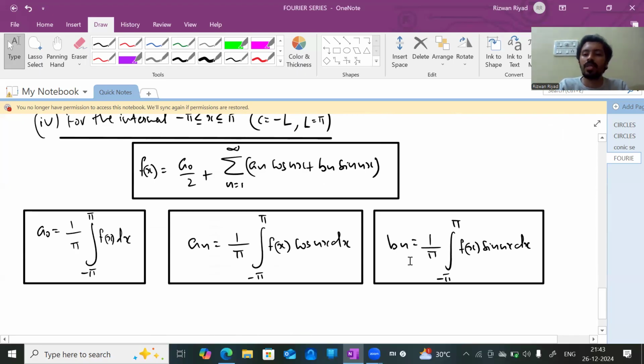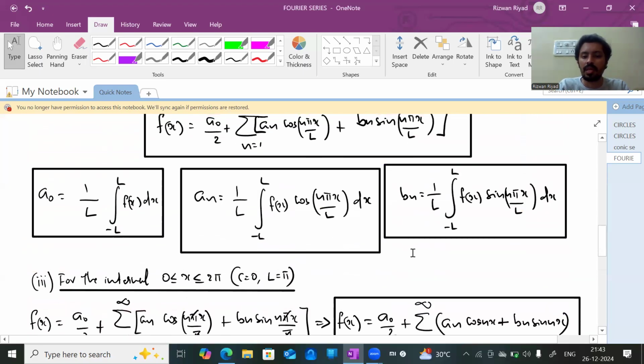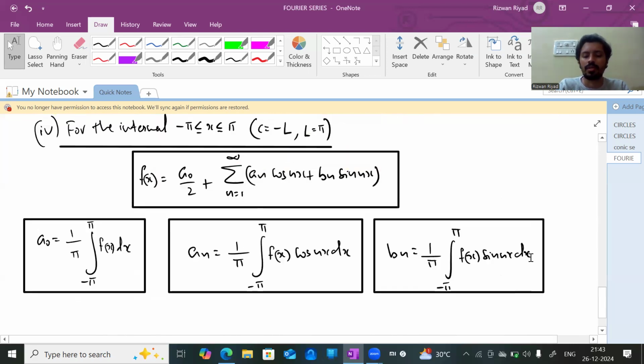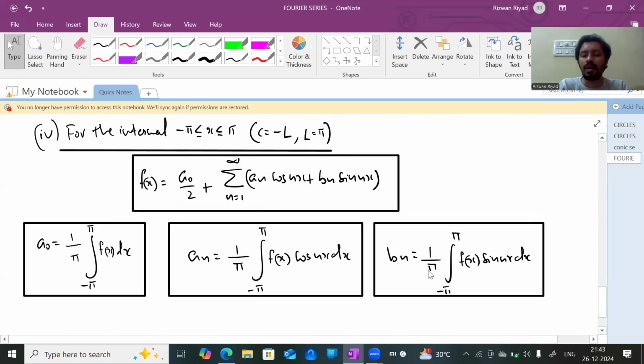And the same thing you can see with Bn also. So what was our Bn in the second case? Bn was 1 by L integral minus L to L f of x sin n pi x by L dx. So this 1 by L becomes 1 by pi, minus L to L becomes minus pi to pi, sin n pi x by L becomes sin n pi x by pi. Pi will get cancelled. So 1 by pi integral minus pi to pi f of x sin nx dx. Same thing you can see here.